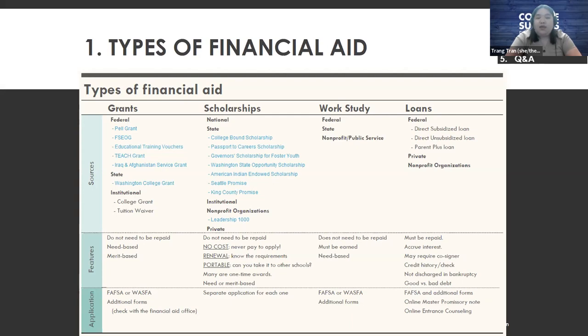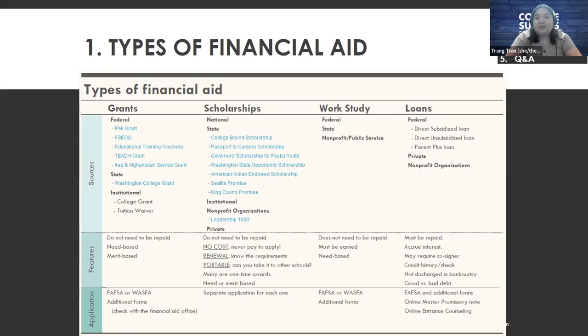When applying for scholarships, students should ask their scholarship providers if their scholarships are renewable and portable. If the scholarships are renewable, that means they'll be able to renew their scholarships for subsequent years. Portable refers to a feature that allows students to take their scholarship with them when they transfer schools or change their major. With work study, they come from federal, state, nonprofit, or public service sources. This type of aid does not need to be repaid, but must be earned and is based on financial need. Students should apply with their FAFSA or WASFA applications and additional forms that may be required from the college or university.